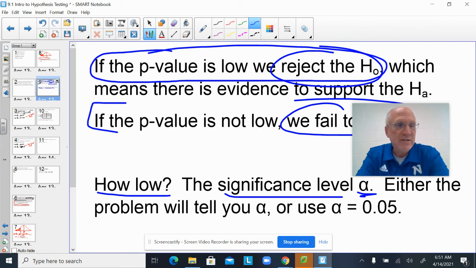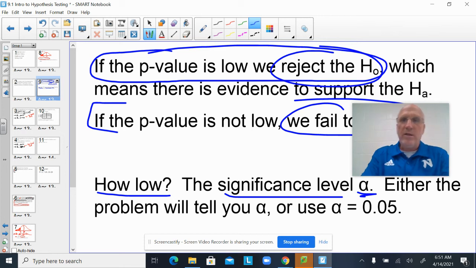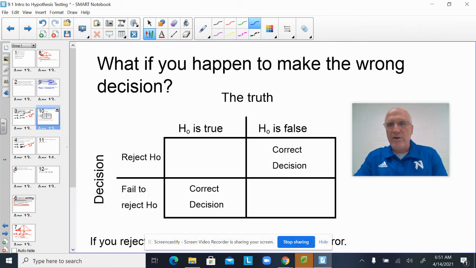I just happened to have an unusually bad sample. So I reject the null hypothesis, there's evidence to support Matt's hypothesis that I'm worse than that, but it turns out I really do make 80%. That's another error I could make. Well, in statistics, those are called type 1 and type 2 errors, and you need to know which one is which. And this table will help us with that.